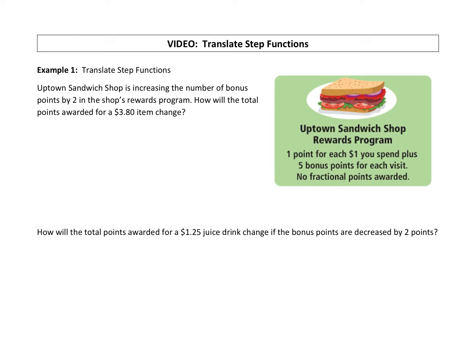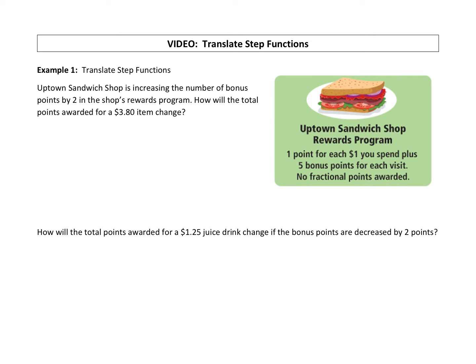So the question: Uptown Sandwich Shop is increasing the number of bonus points by 2 in the shop's reward program. So right now, before this change, you get 5 bonus points. They're going to increase that by 2. How will the total points awarded for a $3.80 item change? So what we want to do to be able to compare this is, let's take a look at what our function would be before the change in point value, or the change in points awarded.